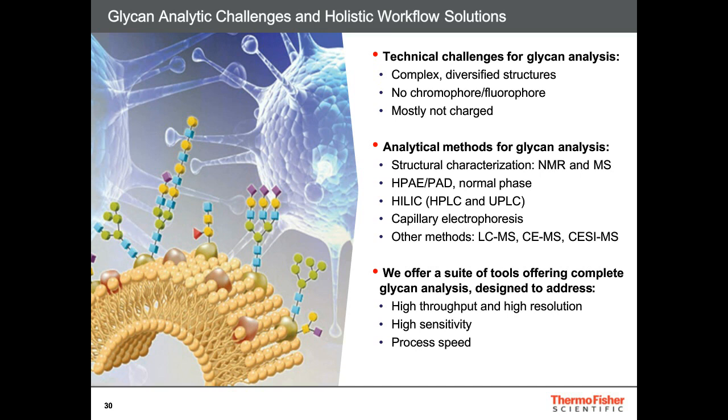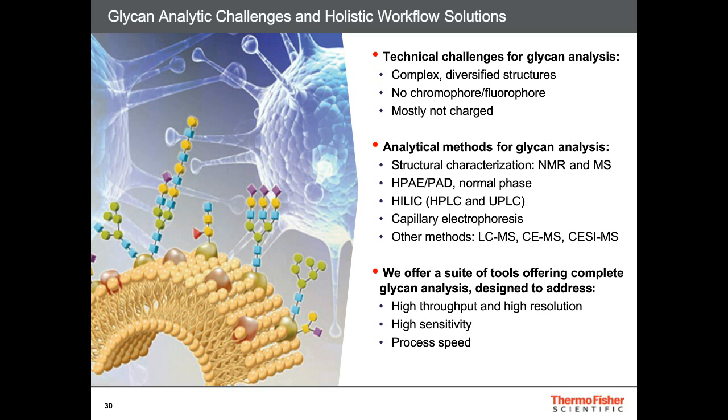Because of the complexity of glycans, their analysis is more challenging than any other biomolecule. There are a lot of technical challenges for glycan analysis. First of all, they are very complex and diversified structures, as you will see in preceding slides. They have no chromophore or fluorophore, and mostly they are not charged. Typical analytical methods used for glycan analysis include structural characterization by NMR and mass spectrometry, HPLC, normal phase, reverse phase, HILIC methods, and capillary electrophoresis. And there are some hyphenated methods such as LC-MS and so on.